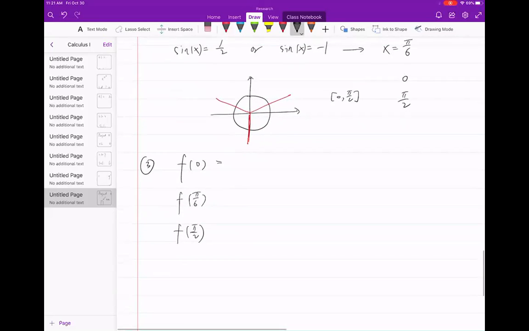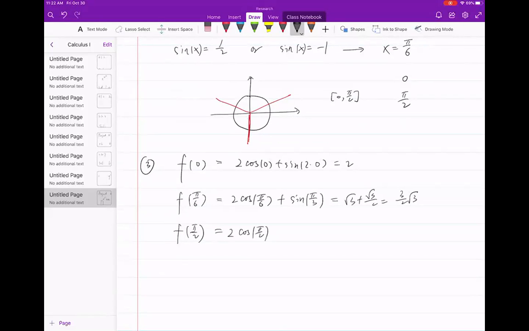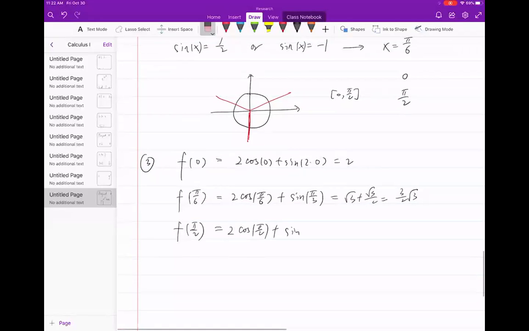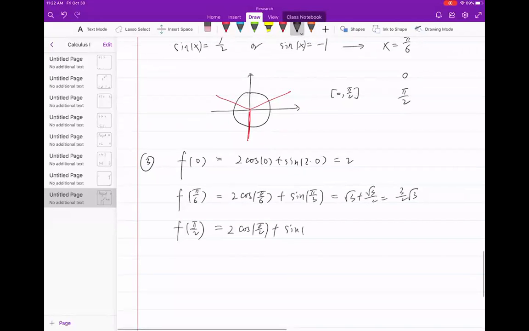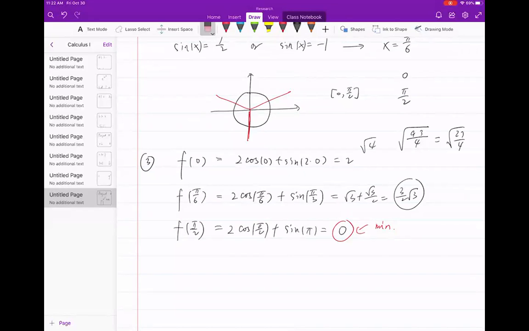The rest is just doing the computation. 2 cosine 0. Zero, zero. So this is the minimum. The maximum depends on how big this is. This is going to be square root of 9 over 4, 3, which is square root of 27 over 4. This is going to be square root of 4. Which one's bigger? Clearly this one's bigger. So max. Final answer.